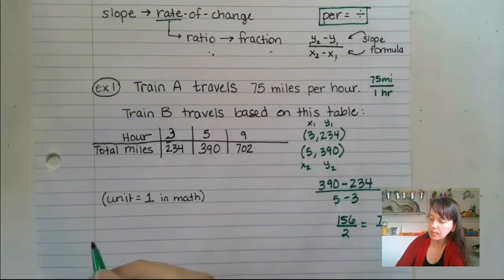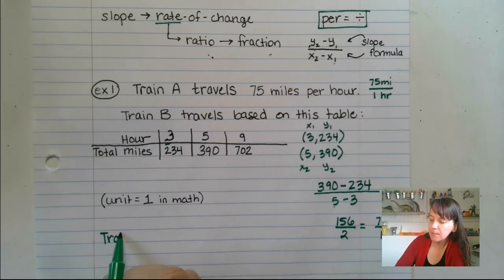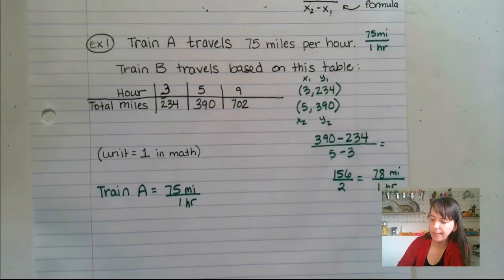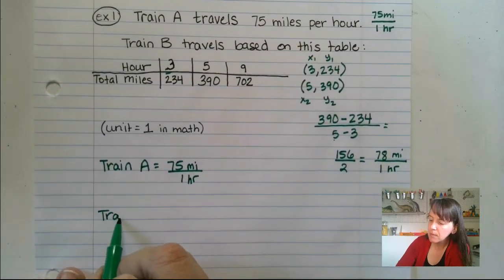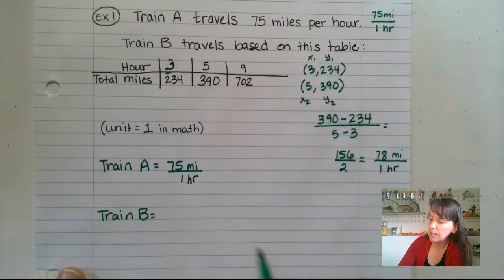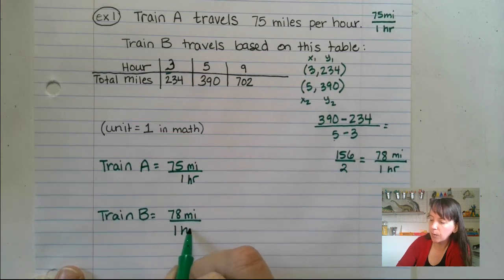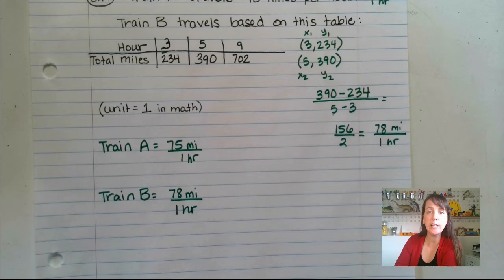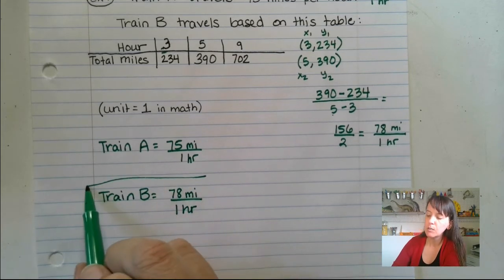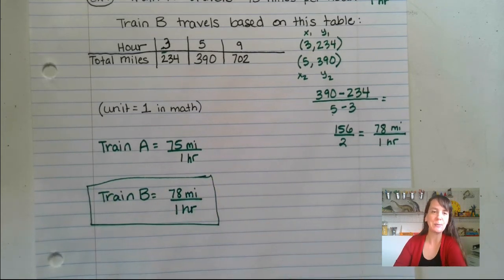So what we have is train A is 75 miles per 1 hour. Oops, that's supposed to be an hour there. And then train B is going to be 78 miles per 1 hour. So based on these unit rates, which train is faster? Train B. We want 78 miles per hour. Hope this helps. Look forward to seeing you next time.